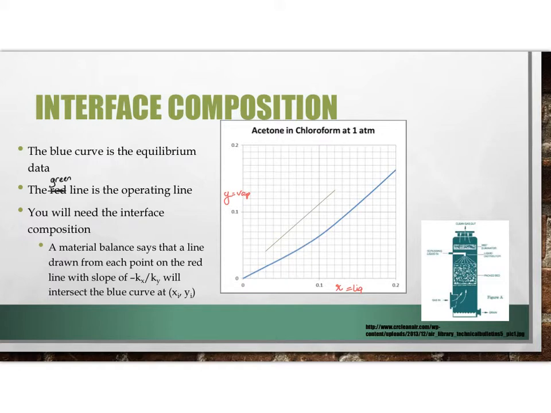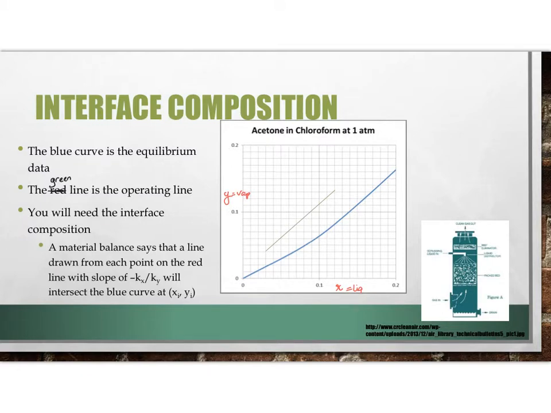Now, the operating line describes the composition of the liquid and vapor at the top of the tower and the bottom of the tower, connected with a straight line. And what we want is, in between the feed and the exit for the tower, we expect things to be connected linearly. There will be a smooth transition.